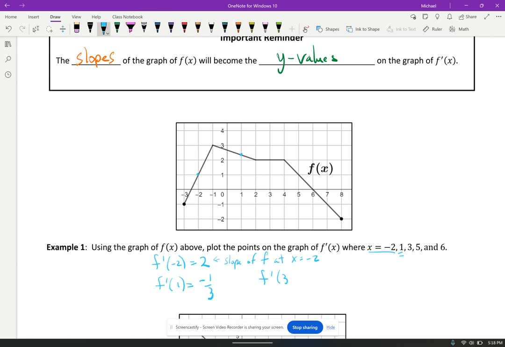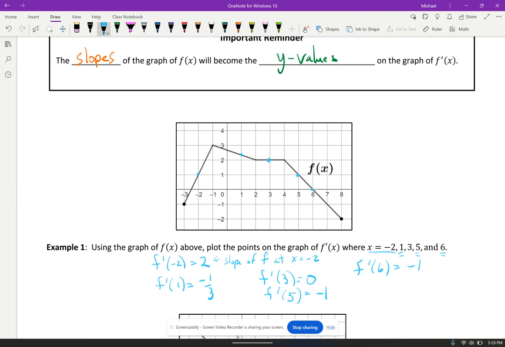f prime of 3, that would be at this point. This blue point is the function value. So f of 3 is 2, but I want f prime of 3, that's the slope of this line segment, and that would be 0. And then f prime of 5, let's do that one first. We'll do them in order. At x equals 5, what's the slope at this blue point? Well, that's going to be -1. And then f prime of 6, well, that would be the slope at this point, and that's also -1.